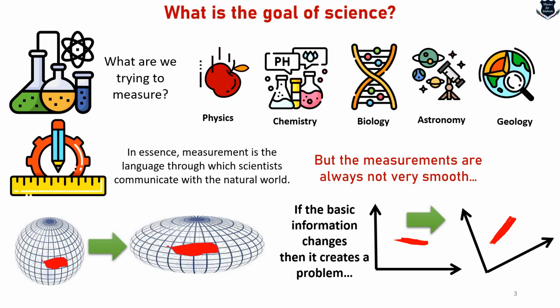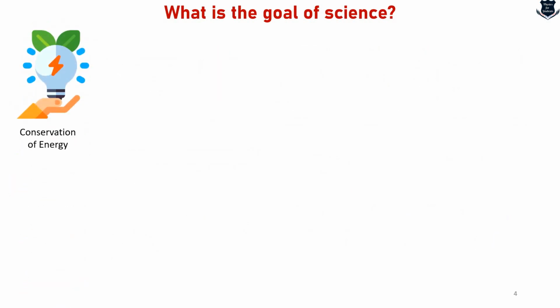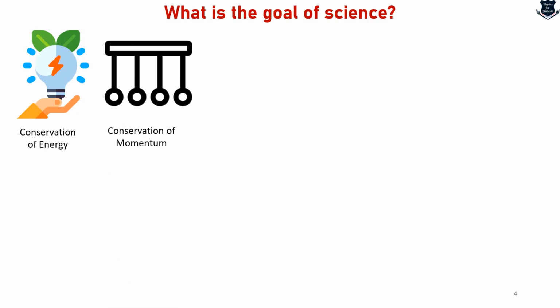So as I told you, the goal of science is measurement, but measurements are not always smooth. So what do we aim for? First, for example, we have conservation of energy, which states that energy can neither be created nor destroyed and can only be transformed from one form to another. We have conservation of momentum, where the total momentum of a system remains constant.